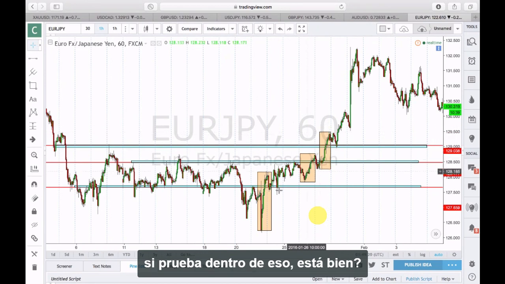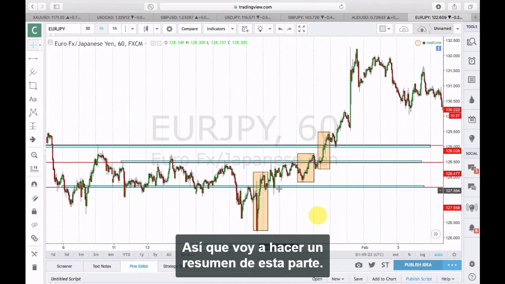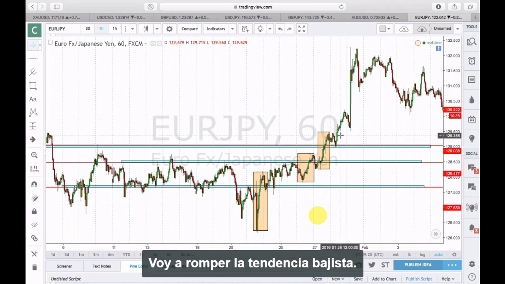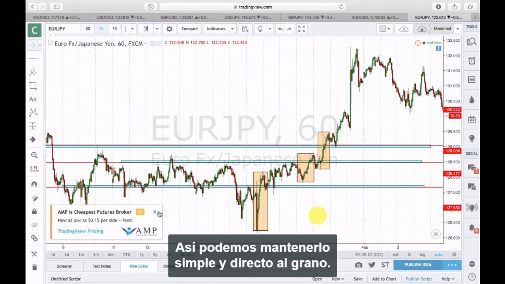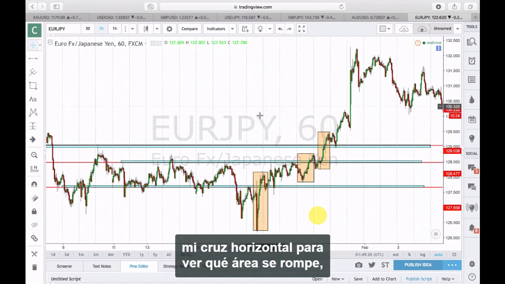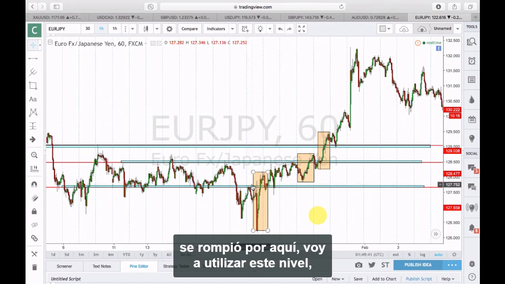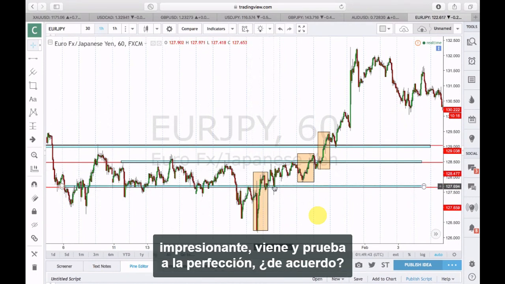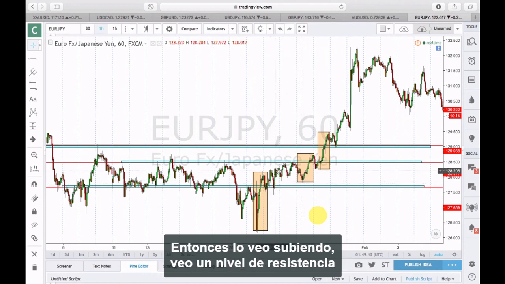tests within that area. So I'm going to do pretty much a recap of this part, and I'm going to break down the downtrend, so we could keep it simple and straight to the point. Initial push, breaks the ceiling. I utilize my horizontal crosshair to see which area it breaks. It broke over here. I'm going to utilize this level. Awesome, it comes and it tests perfectly. Then I see it coming up.